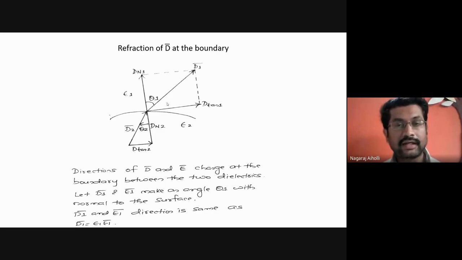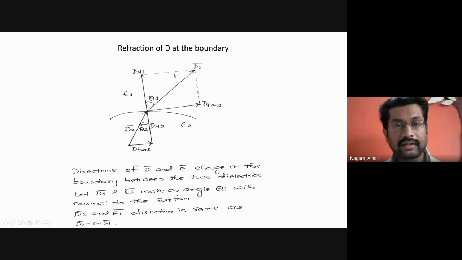Correct? When the waves move from one media to another media. For example, here D2, it is moving from one media to another media. In D1, in media 1, there is a bending. There is a bending of the waves. There is a refraction. Correct? So this process is called the refraction.